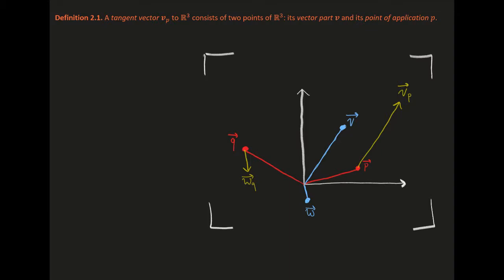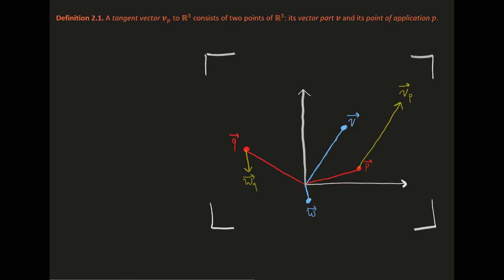For this episode, we start with definition 2.1. A tangent vector, written v sub p, to R3 consists of 2 points of R3, its vector part v, and its point of application p.